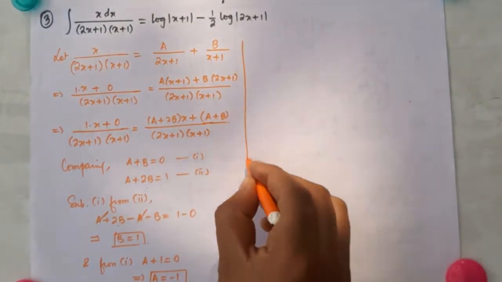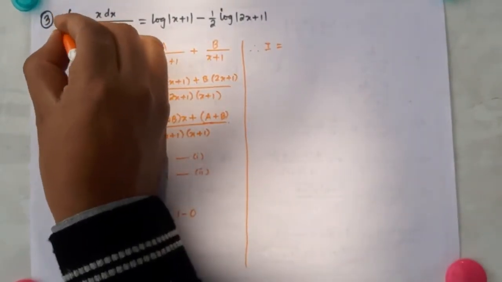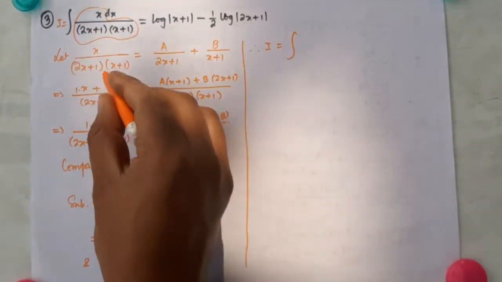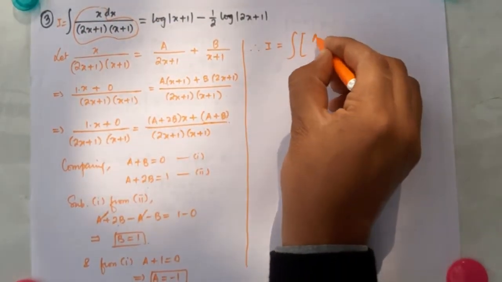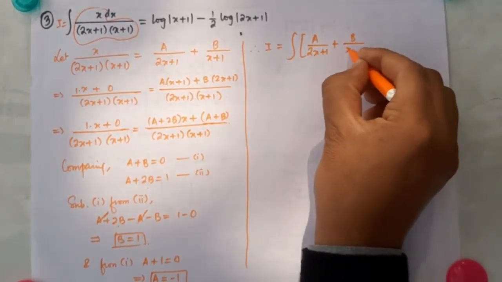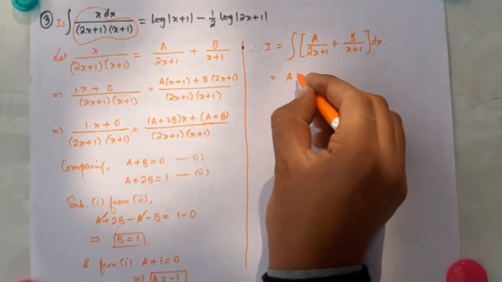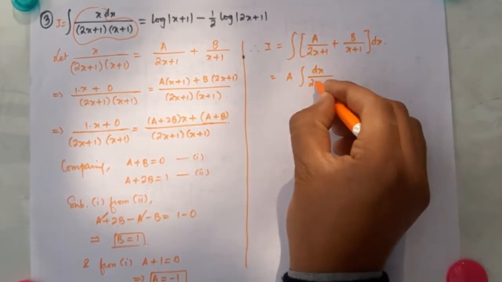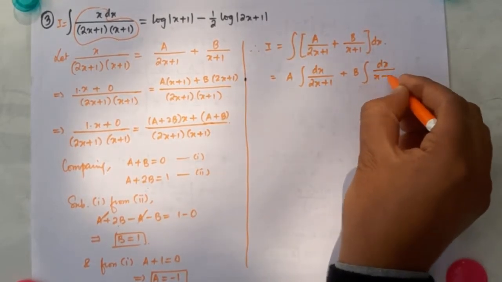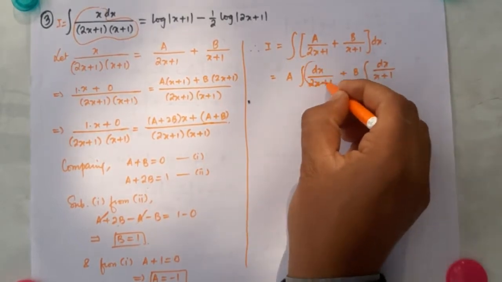So let's get back to our original thing. Therefore your integral I, if this is your I, can be written as, instead of this part I am writing, a by (2x plus 1) plus b by (x plus 1) dx, which in turn can be written as a integral dx by (2x plus 1) plus b integral dx by (x plus 1). Okay, we'll put the value of a and b later. First let's see this integral.